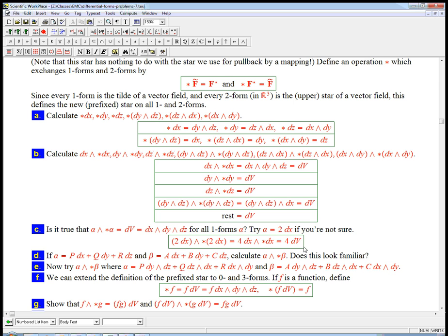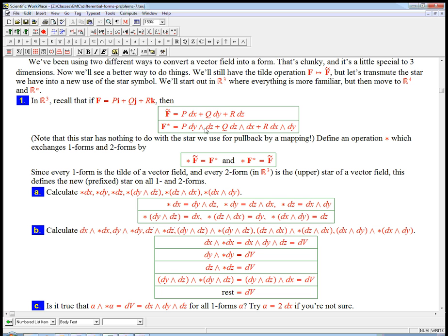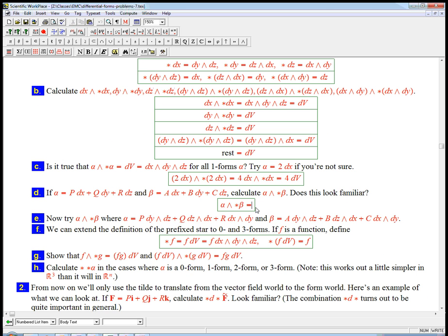We get a top form, something dv. Okay, so alpha wedge star beta. The pdx plus qdy plus rdz follows the same pattern. It just turns into pdy dz, etc. So I'm just going to steal that from up here. I don't think I have to modify that.